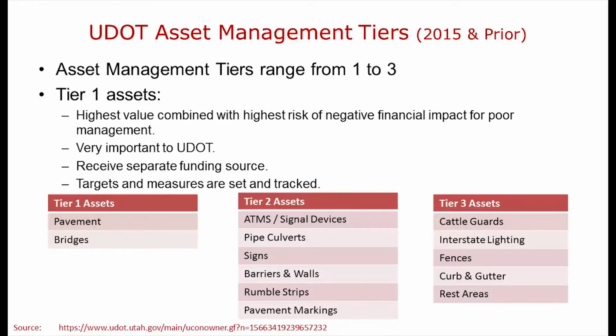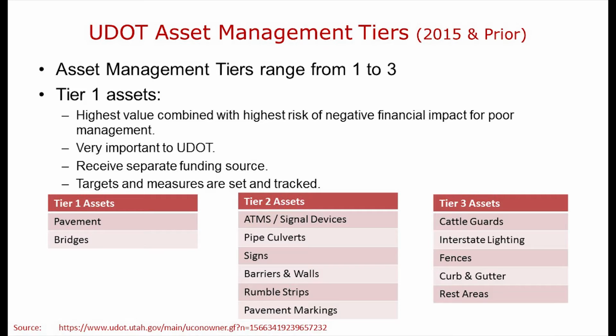And so what they've done is, prior to implementation of this technology, so this is 2015 and prior, this is how they had their asset management tiers. And you can see traffic signals are in tier 2. For tier 1, that's the highest value, it's a high risk, high financial impact for poor management, but most importantly, items that are in tier 1 tend to be well funded and have sustainable funding sources.